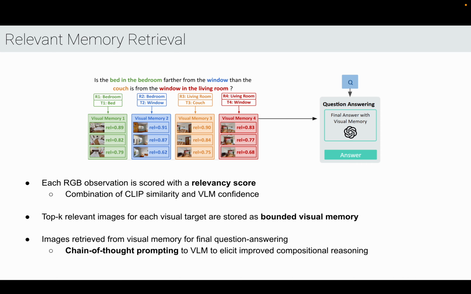Finally, each RGB observation scene is scored with a relevancy score, which is a combination of a fine-grained CLIP similarity and a more holistic VLM confidence score. The top K relevant images for each visual target in the query are stored as a bounded visual memory throughout the exploration process. Images are then retrieved from this memory for final question answering using chain of thought prompting to a VLM.